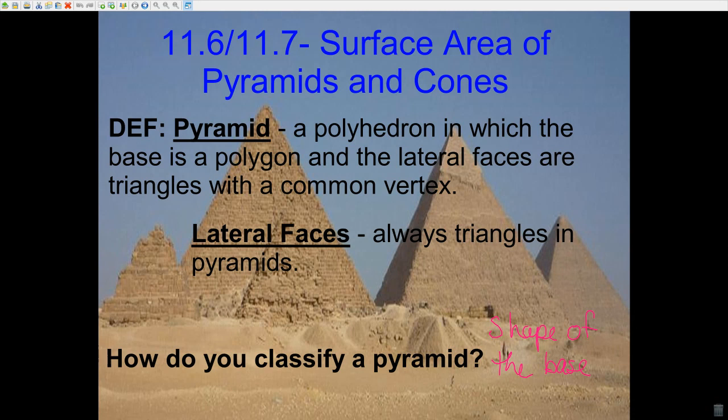A pyramid is a polyhedron, which the base is a polygon, and the lateral faces are triangles with a common vertex. The lateral faces are going to be an important part of our formula coming up soon. The lateral faces are always triangles in the pyramid. You'll see that in an example coming up.